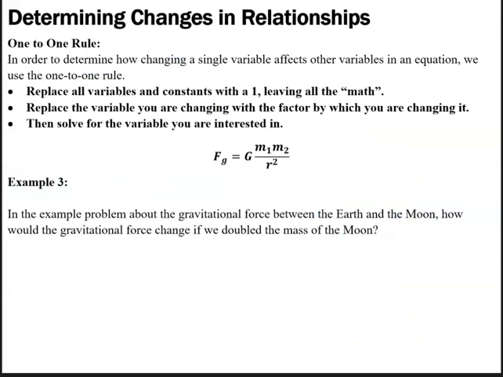So those were basic calculations on basic examples of how you do calculations with the full law of gravitation. But many, many times when we do these problems, we want to determine changes in relationships based on just changing a variable. So for example, in the example problem about the gravitational force between the Earth and the Moon, how would the gravitational force change if we just doubled one of the masses? We just doubled the mass of the Moon.